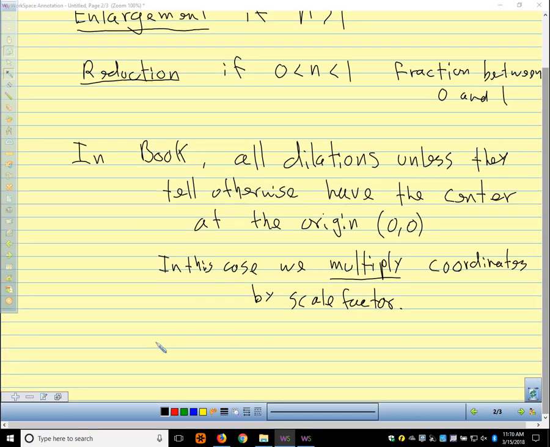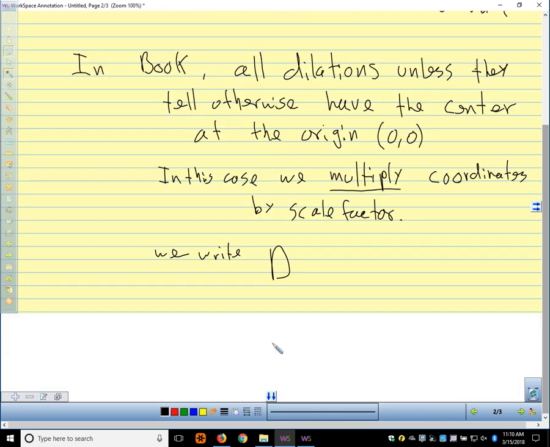And we write capital D for dilation. This would be the scale factor, of a point. All we have to do is multiply each of these by 3. So a dilation by a scale factor of 3 of the point (3, 5) is the point (9, 15). And that's all we have to do to get a dilation.